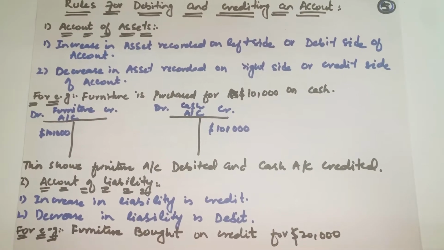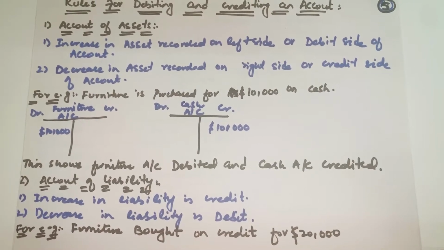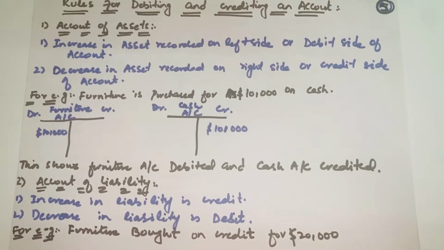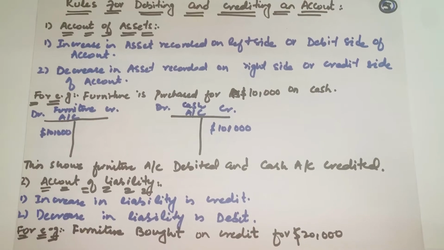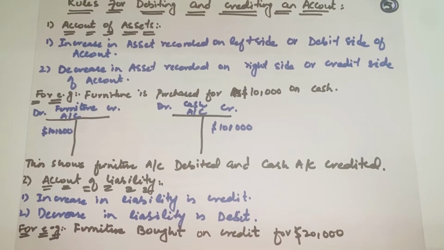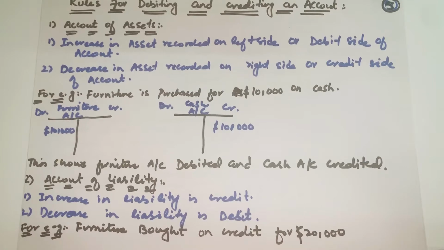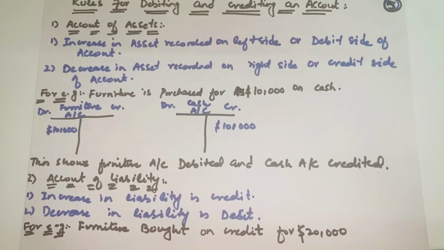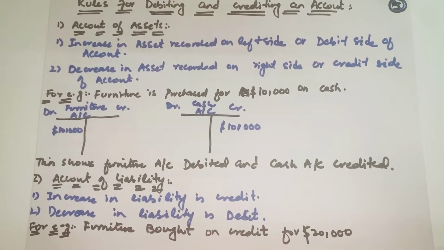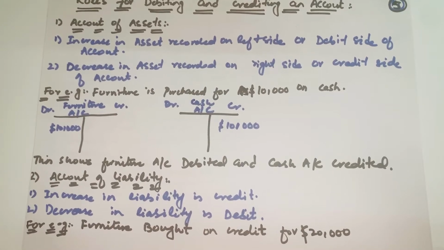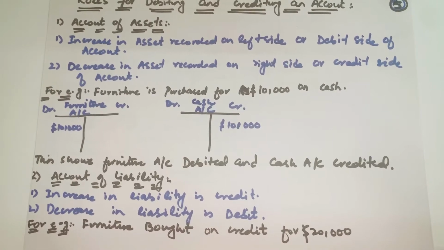For example, we have purchased furniture for rupees 10,000 cash. Here in this example, as we are purchasing the furniture with 10,000 cash, furniture is our asset and cash is also our asset. As we are purchasing it, the furniture is coming to us, so the furniture will be increasing. Any increase in the asset will be recorded on the debit side of the T account. And as we are getting that furniture through cash, our asset cash is decreasing, and any decrease in the asset will be recorded on the right side of the T account, which is the credit side.